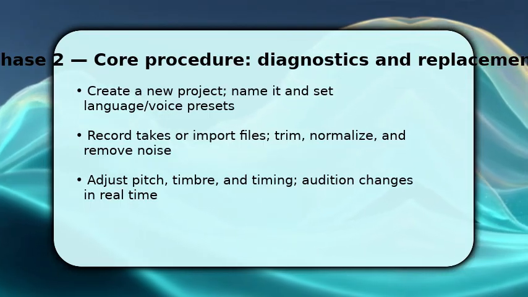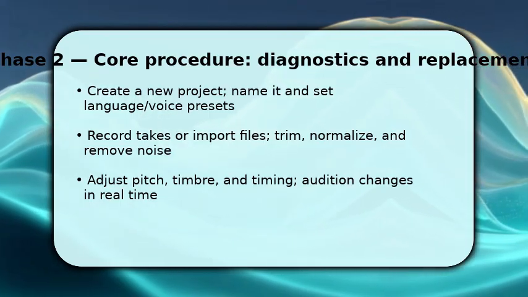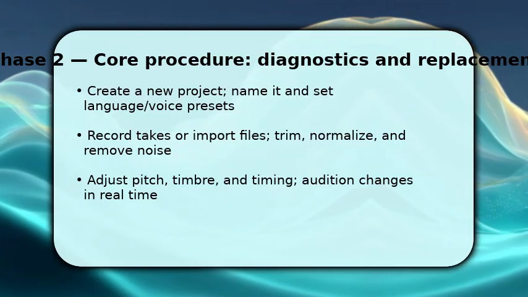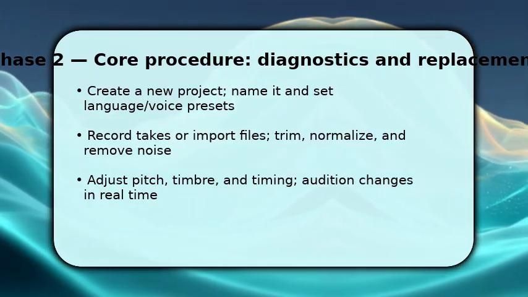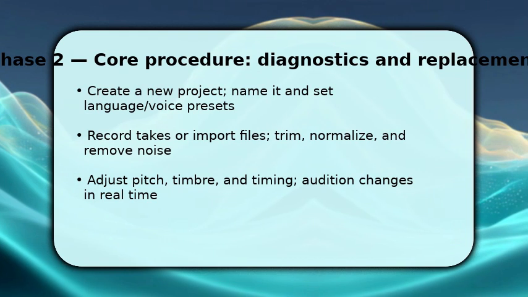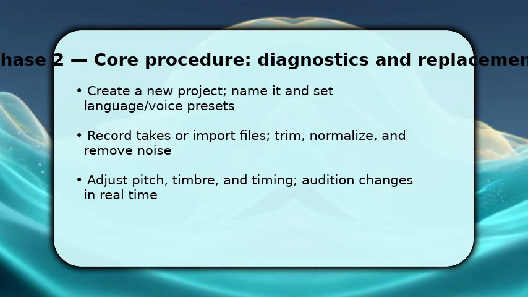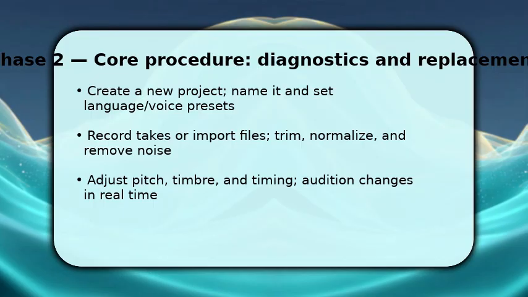Next, tweak pitch, timbre, and timing parameters while auditioning changes. Use short loops to compare before and after. Make incremental adjustments and save versions so you can revert. These middle steps shape clarity and character for the final render.